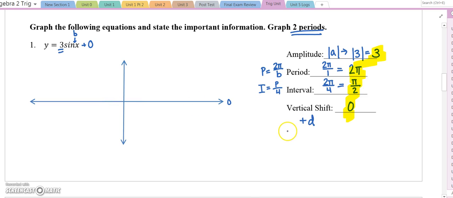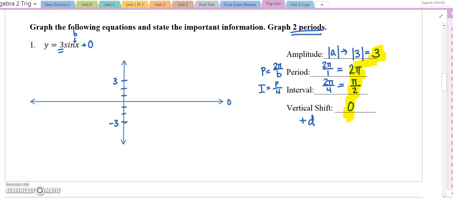The next thing I'm going to do is use my amplitude to figure out how high this graph is going to go, and then how low it's going to go. Since my amplitude is 3, that tells me I'm going to go up 1, 2, 3, and then down 1, 2, 3. You always start at the midline to count that. Let me redo that bottom one. It wasn't quite even. There we go. So midline, up 3, midline, down 3.